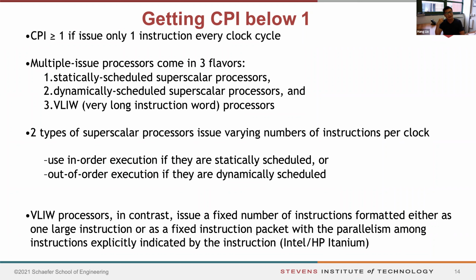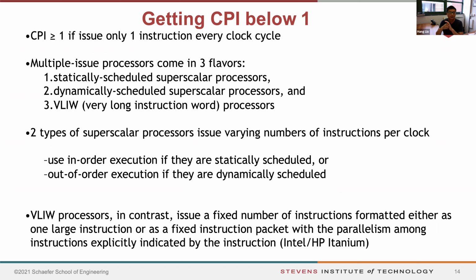So what if we do a multi-issue processor, such as a statically scheduled superscalar versus a dynamically scheduled superscalar? For static scheduling, we rely on proactive methods. That is, before we do execution, we figure out how to schedule. While in a dynamically scheduled superscalar, we basically use hardware to do that. Very long instruction word is the way that we do statically scheduled superscalar, right?